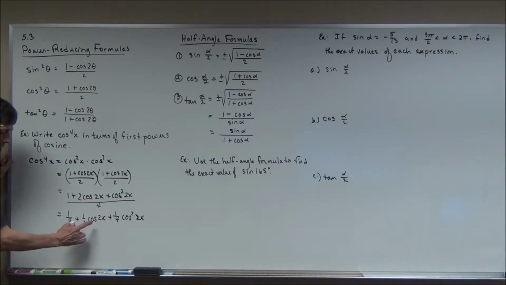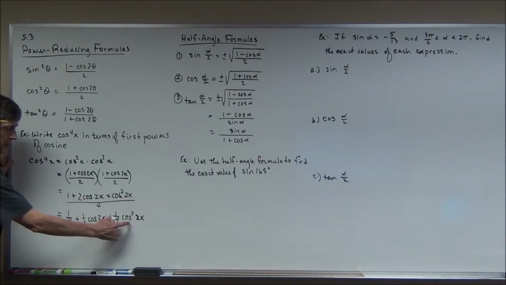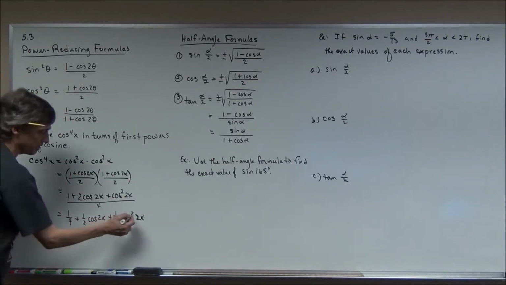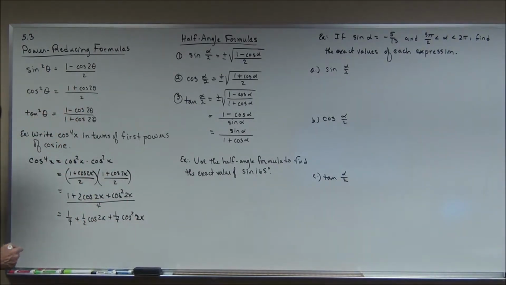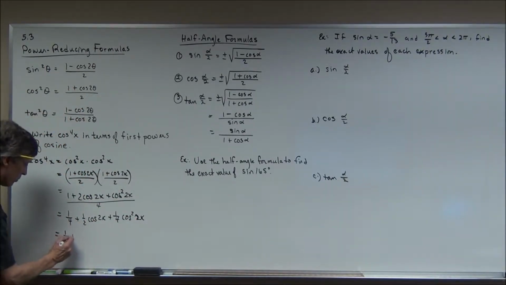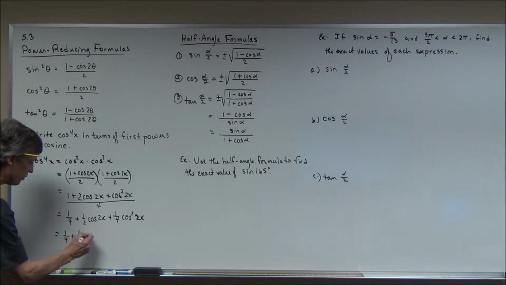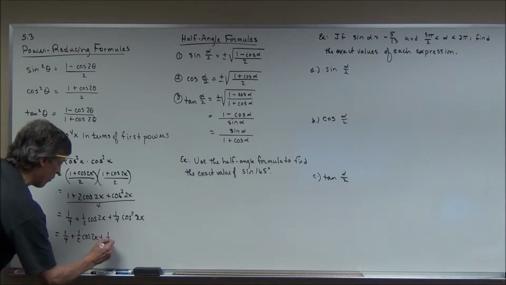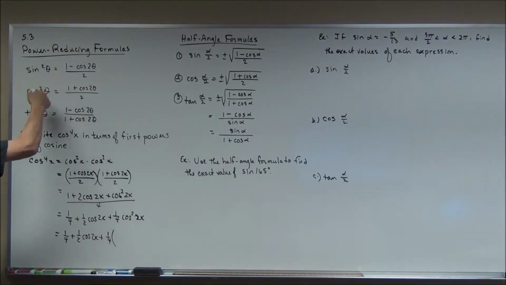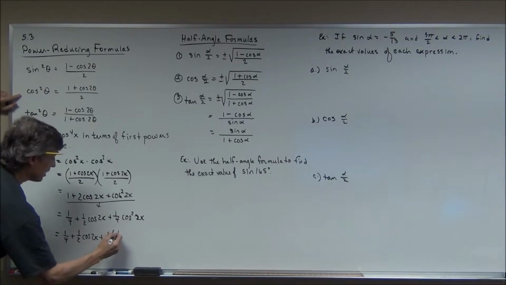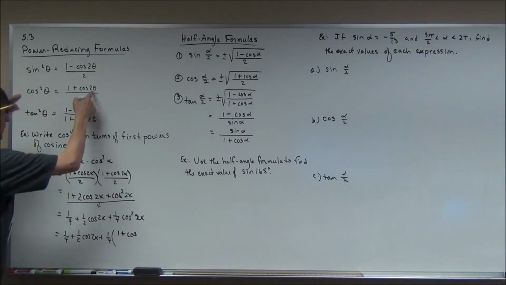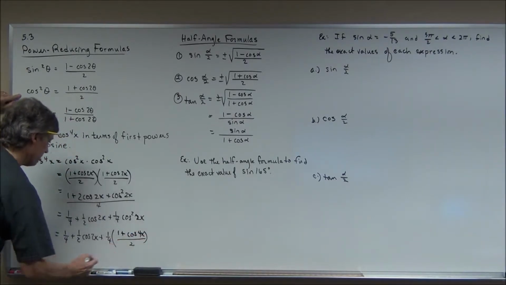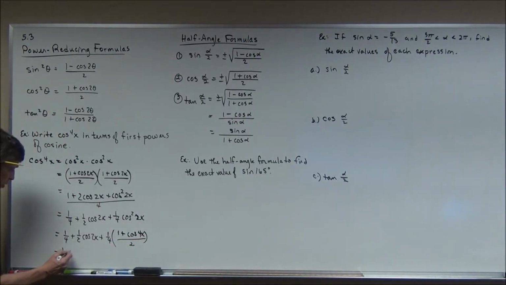This guy is okay. This guy's to the first power, he's okay, but this guy, I need to make that same substitution. But notice though, now it's 2x here for my theta. So I am going to get 1/4 plus 1/2 the cosine of 2x plus, this is going to be 1/4 times, right here, 1 plus cosine of double the angle, so that would be 4x all over 2.